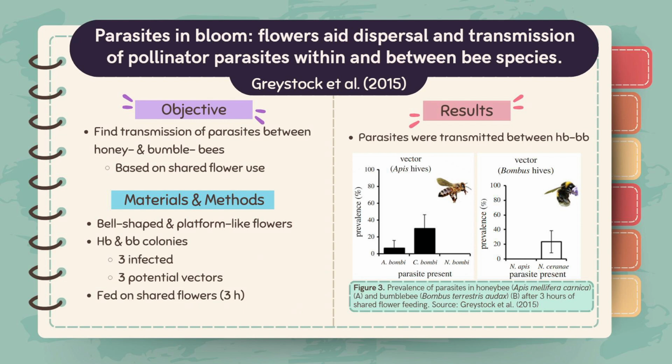They used 3 additional colonies for each species, which acted as potential vectors. They fed on shared and unshared flowers for 3 hours, and then were screened for parasites. The results showed that pathogen spillover occurred between honey and bumblebees. C. bombi was detected in honeybees, however it doesn't infect them, but it can retain viability if it was ingested and excreted out. N. ceranae was able to infect bumblebees as well, which has detrimental and lethal effect on them.